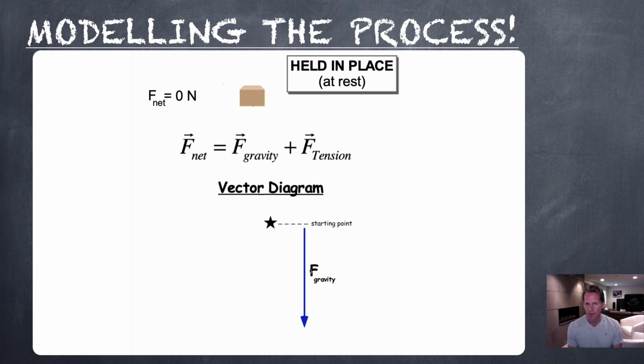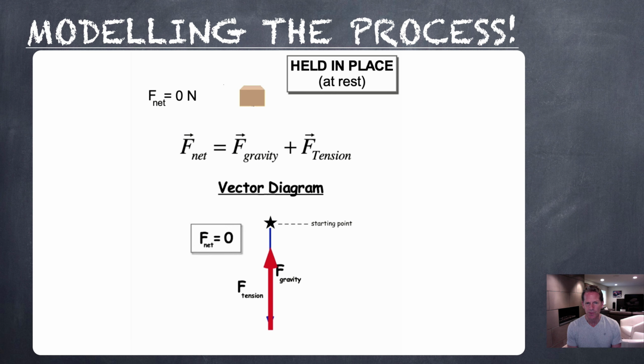The vector diagram, you draw a starting point, we draw our first vector, which is the force of gravity down. Vectors are drawn tip to tail, so the next vector is the force of tension going up. But how long should we draw it? And that's the intuition piece.